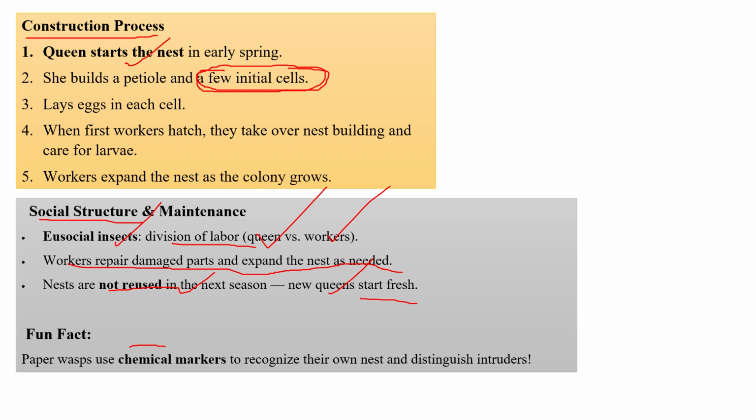A fun fact is that, just as we have Google Maps or the GPS system to track the location of any house or to find an address, paper wasps use chemical markers to recognize their own nest and distinguish intruders. So even if they go out of the nest to forage for food or water, or for any purpose, they can easily reach their original nest place using a chemical marker they can recognize.